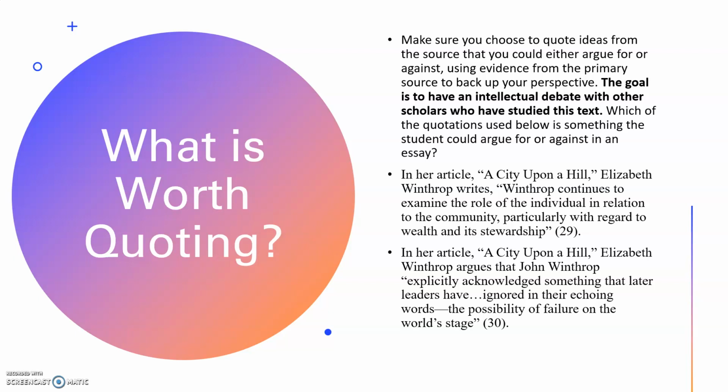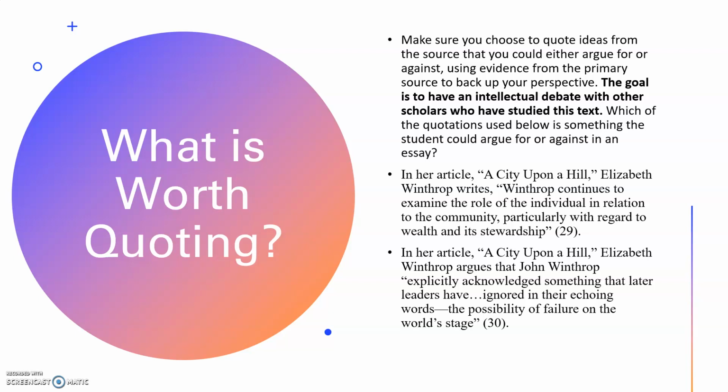So you want to make sure that you choose ideas to quote from the secondary source. And those should be ideas that you either argue for or against. And you can use evidence from the primary source to back up your support of the secondary source's argument or your refutation or argument against the secondary source's argument. But the goal is to have an intellectual debate with other scholars who have studied this text.